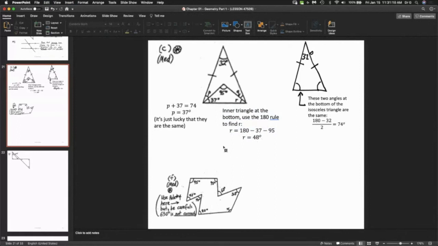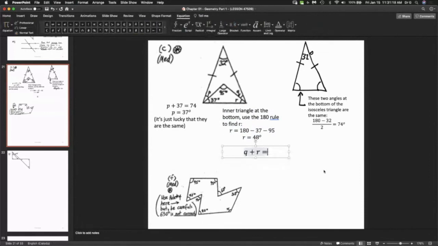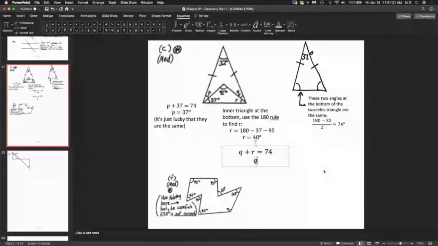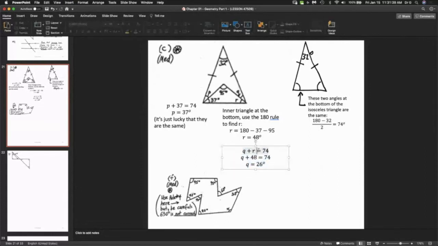And finally, to finish it up here, we know that Q and R add to 74. So we know that Q plus R equals 74. So here we have Q plus 48 is 74. So Q equals 74 minus 48, which is 26. Confirm. Are we good?